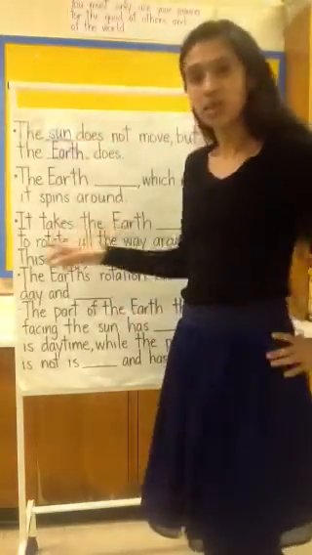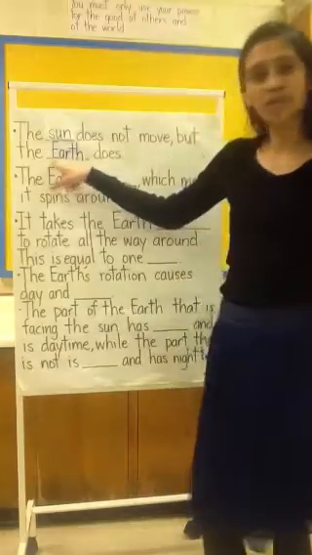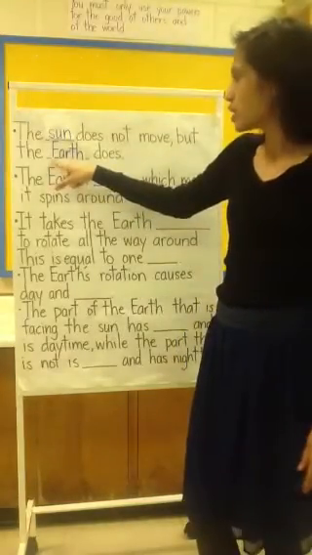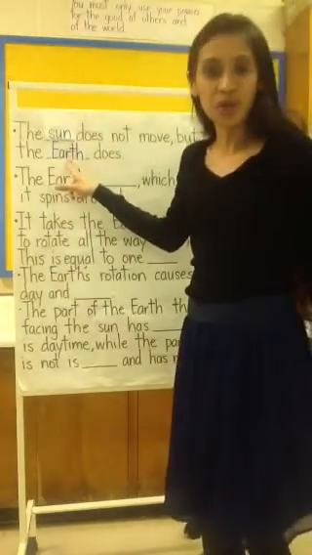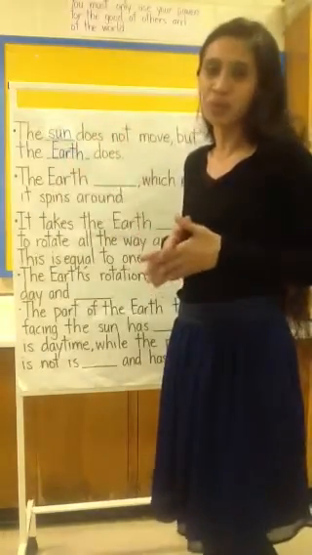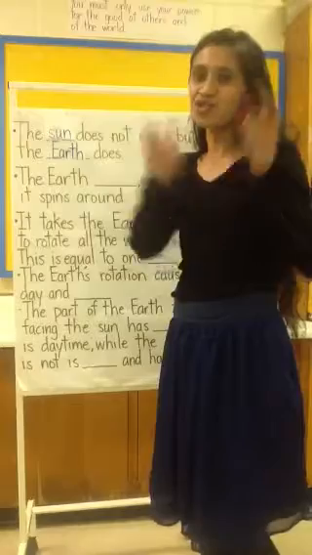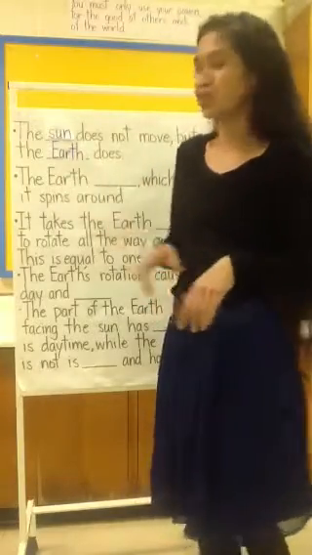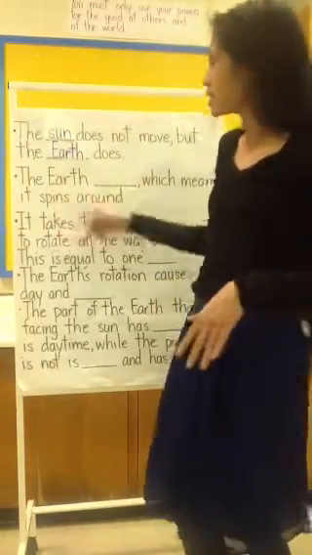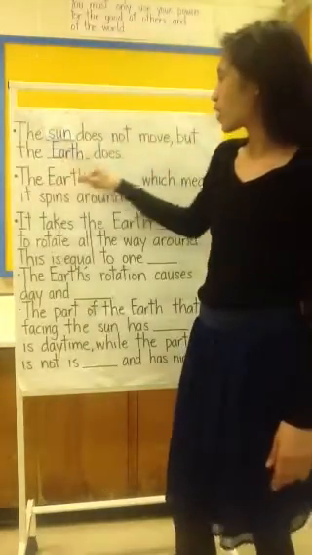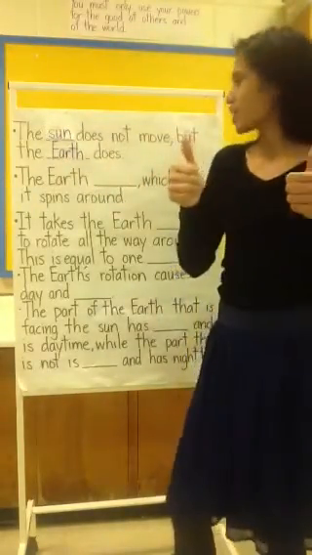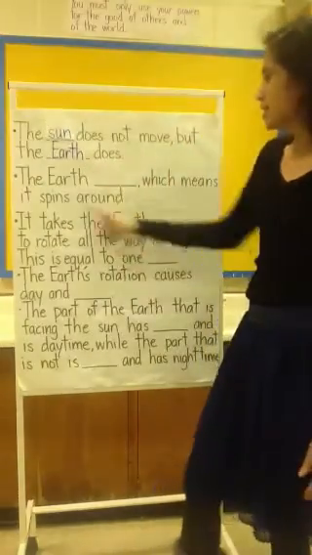Now, if you notice, the word earth is written in uppercase letters, even though it's not in the beginning of the sentence. That's because the word earth is a proper noun. It's a special name of a special place. That's where we live, that's where you live, and I live. The earth. So now let's read the entire sentence. The sun does not move, but the earth does. Awesome.